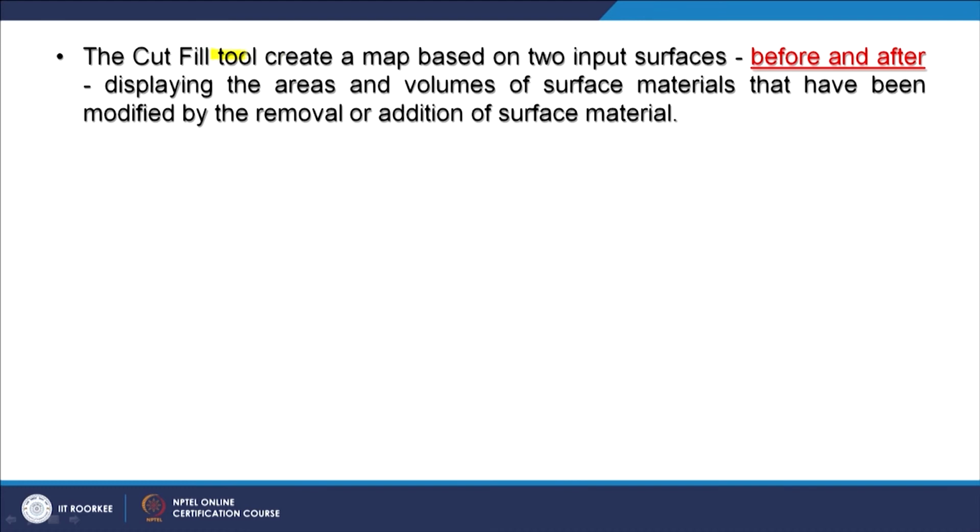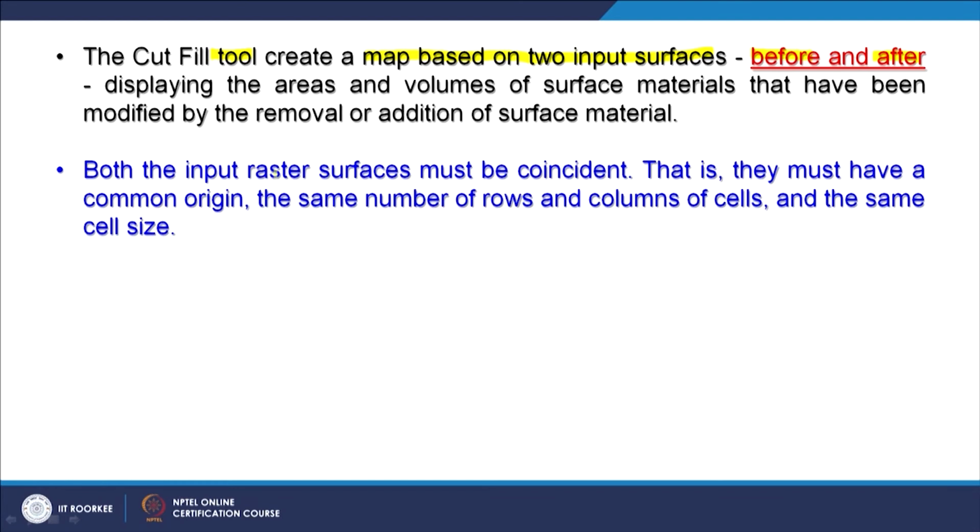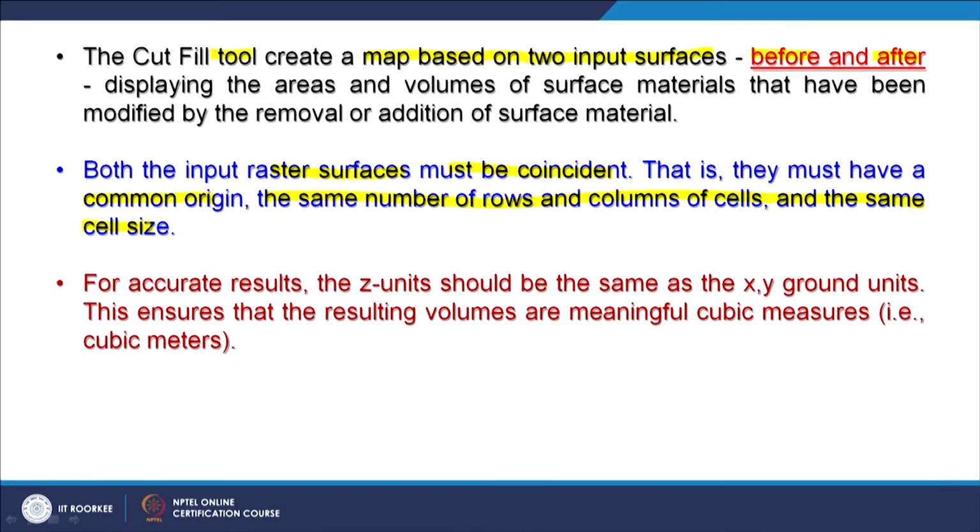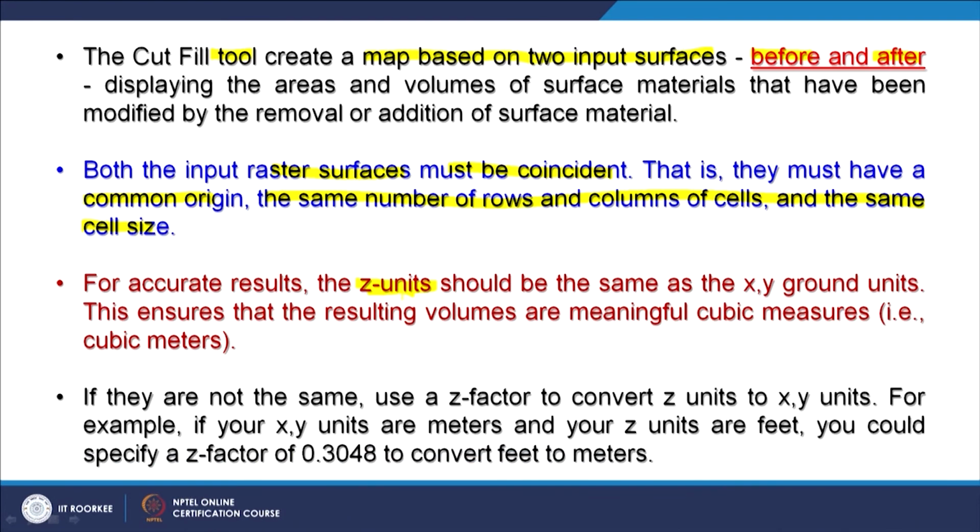So, the cut and fill tool of many good software packages creates a map based on two input surfaces. The first one is the before and after. Now, after can be a simple flat surface which is the desired surface, but before is your original digital elevation model. So, both these raster surfaces must be coincident, that means they should belong to the same geographic area or location, and they must have a common origin, the same number of rows and columns, and the same cell size. Then only cut and fill analysis can be performed, which is not difficult to fulfill. And of course, the Z factor should be taken care of. If they are not the same, then the Z factor has to be converted, a value should be given, and then one can achieve very accurate results.